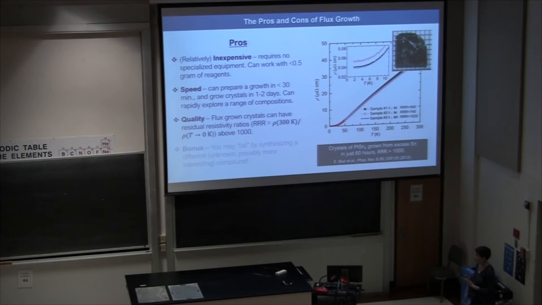The next is quality. This isn't always true. Flux doesn't always give the best crystals for the type that you're growing, but it often gives very high quality crystals. So this here is an example of a paper from Paul Canfield's group where they made a material, platinum tin 4, and it has RRRs that range between 750 and just over 1,000. So these are exceptionally high quality crystals. The ratio of your room temperature resistivity and your low temperature resistivity approaching, say, 0 Kelvin is taken as an indicator of how many scattering centers and impurities are in your material. And so a high ratio indicates a high crystalline quality. And this is very good.